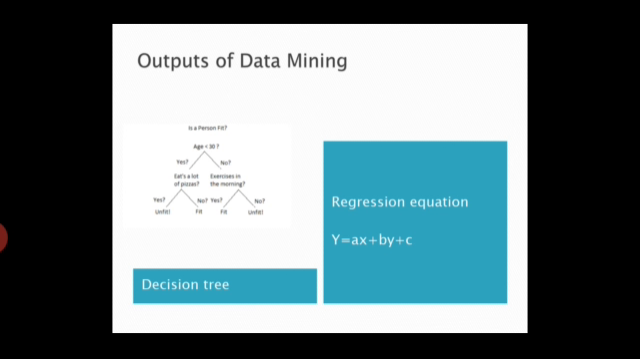So a decision tree is a hierarchical tree-like structure. It has a root node, the branch, and the leaf node. The node represents the test, the branch represents the outcome of the test, and the leaf node represents the class label. It's a classification technique.